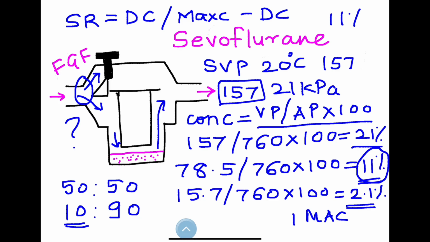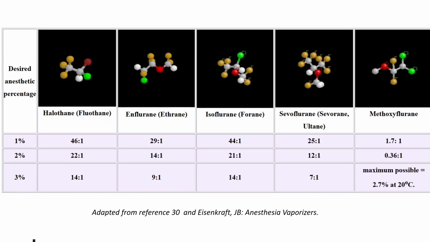This means that 11% of fresh gas flow will have to pass through the vaporizing chamber to give a concentration of 2% of sevoflurane, and 89% of the fresh gas flow will be bypassed. A summary of gas flow splitting ratios for different agents is summarized below.